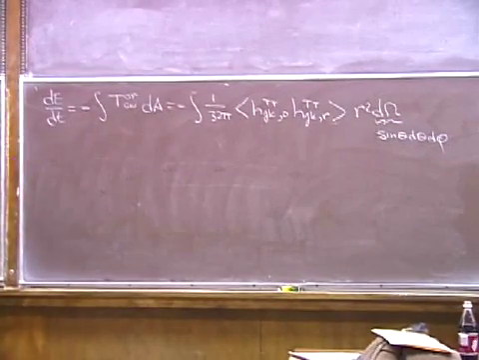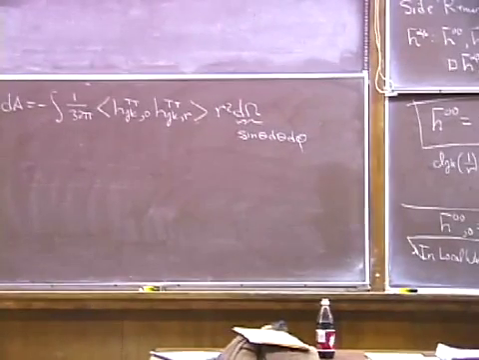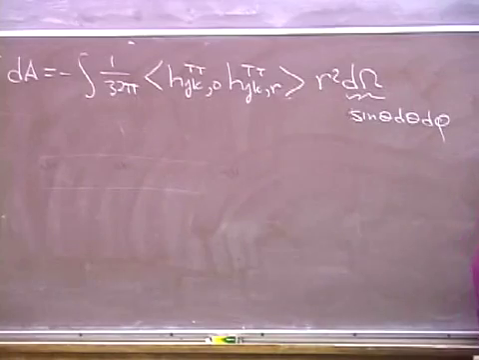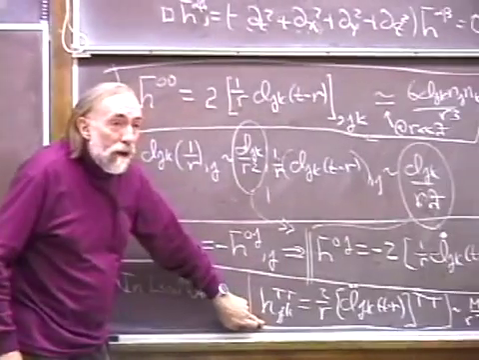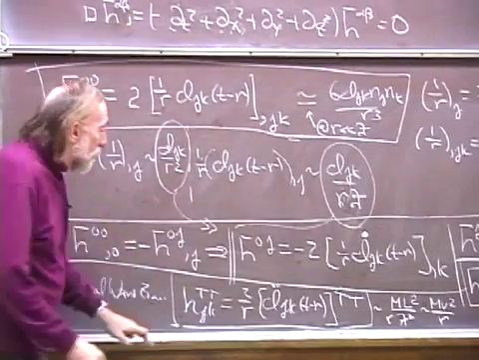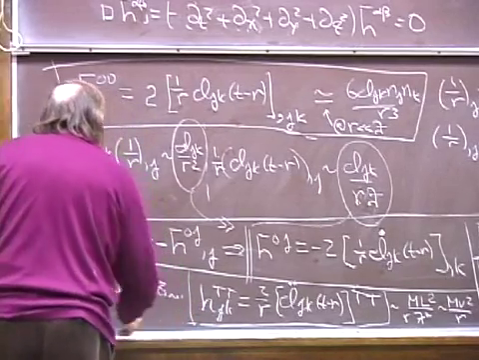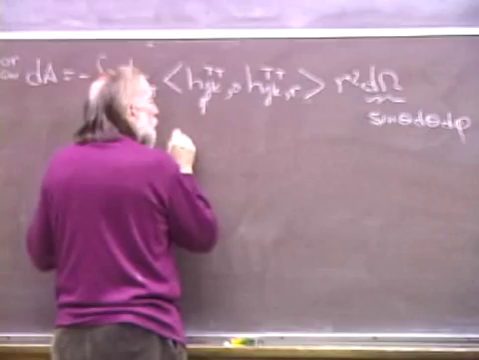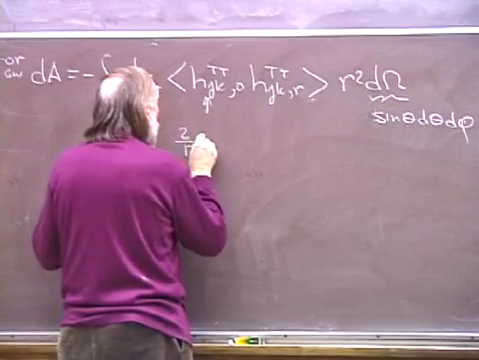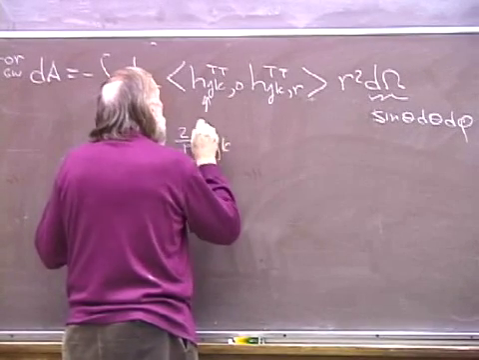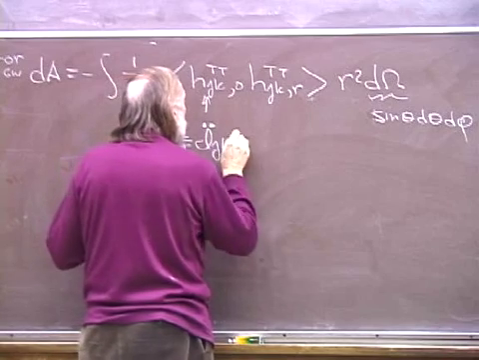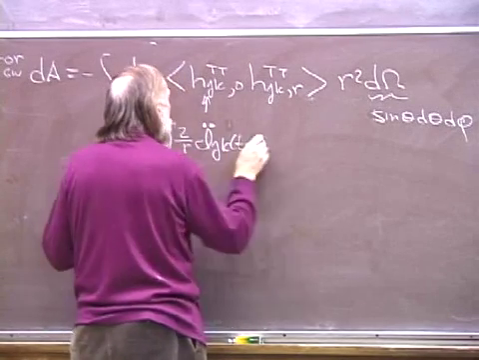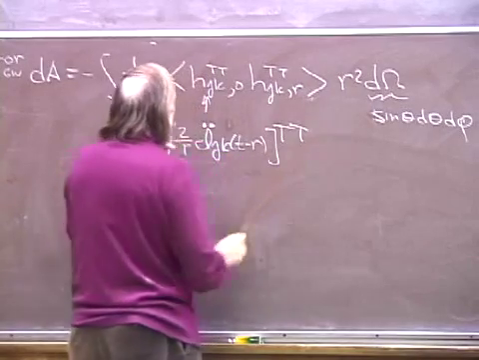And for the h_jk transverse traceless, I want to go in and put in this expression in terms of the mass quadrupole moment. So I take my standard mass quadrupole moment expression. That's then 2 over r I_jk, two time derivatives at t minus r, transverse traceless. It's what I put in there.